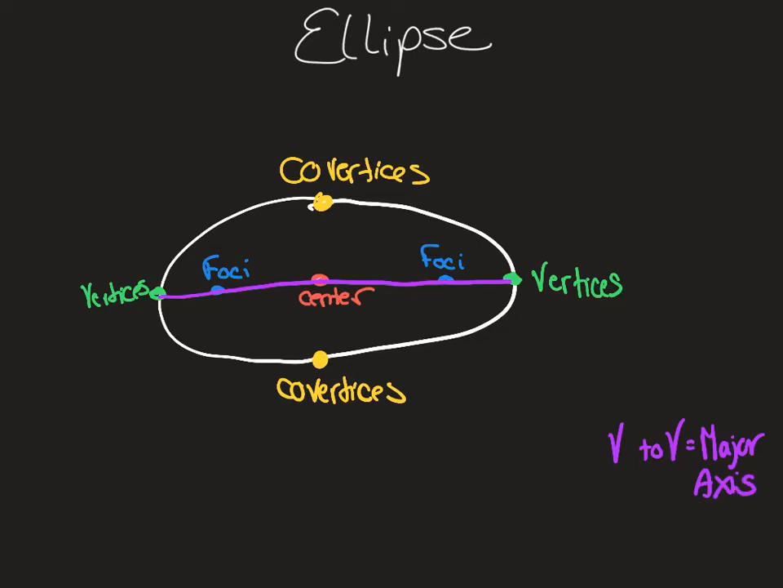And then I'm going to grab, let's see if I can get an orange maybe. From co-vertice through the center to the other co-vertice. So co-vertice to co-vertice is called the minor axis.